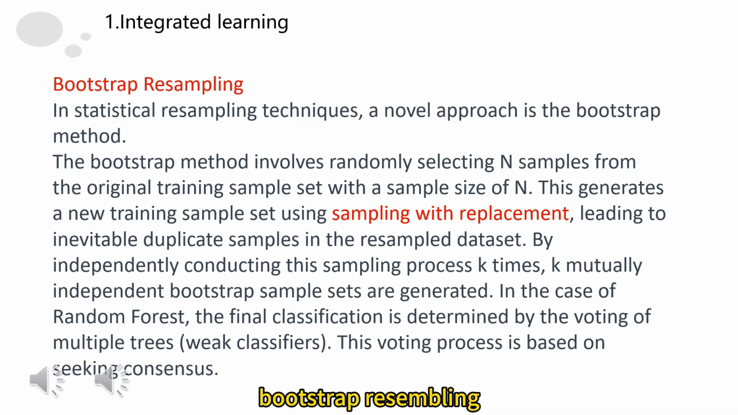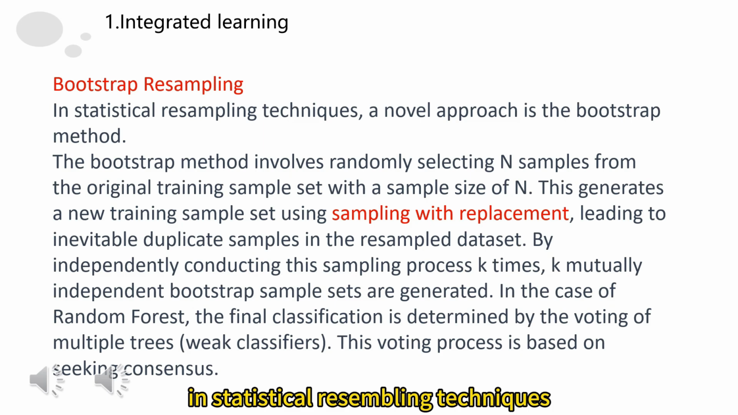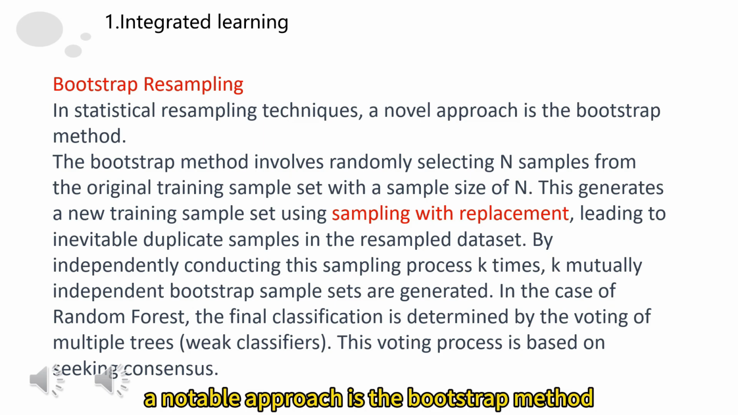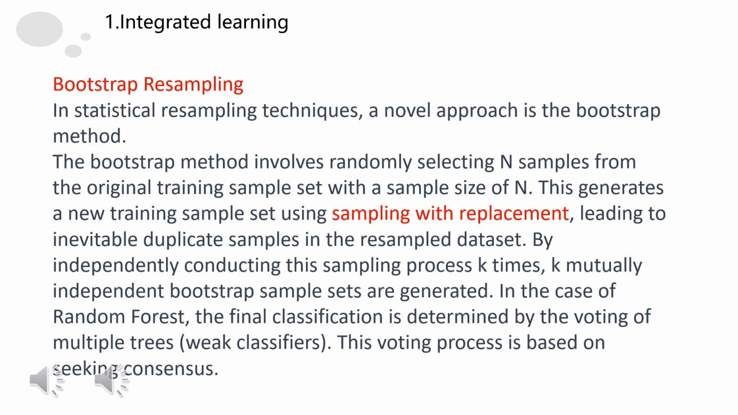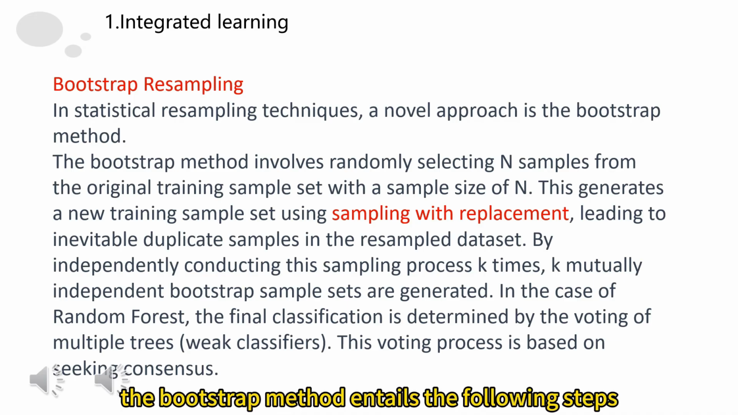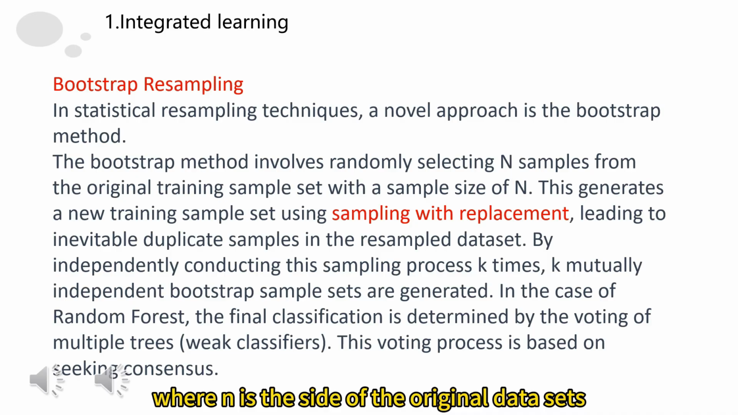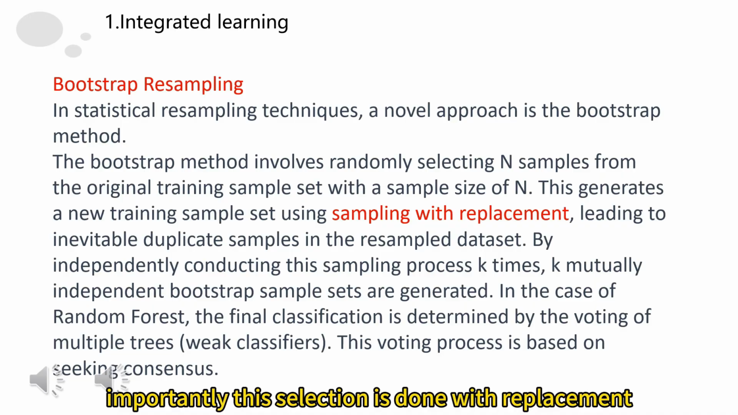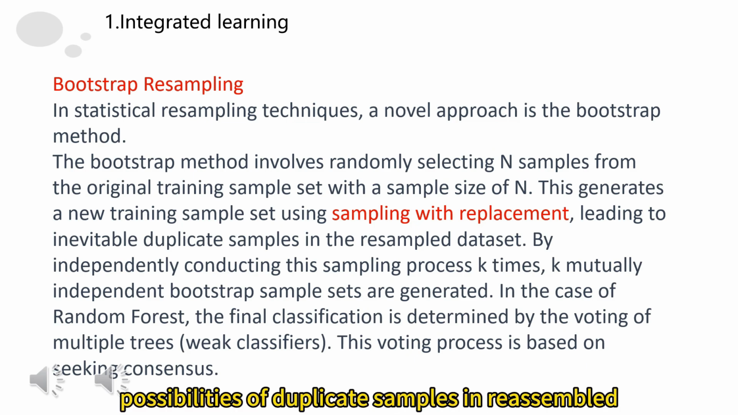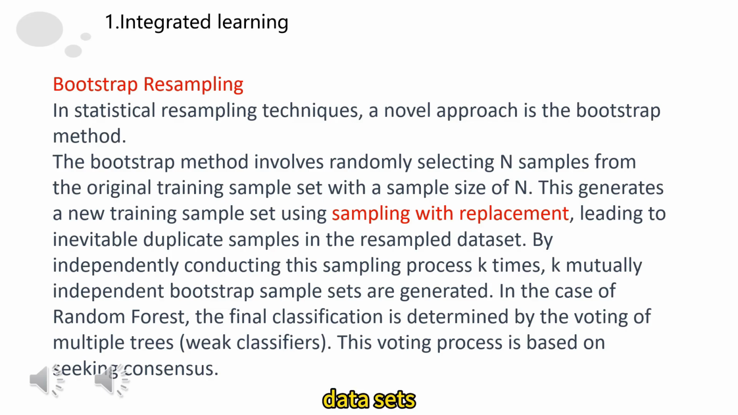Bootstrap resampling. In statistical resampling techniques, a notable approach is the bootstrap method. The bootstrapping method entails the following steps. First, random resampling. Randomly select n examples from the original training sample set, where n is the size of the original dataset. Importantly, this selection is done with replacement, allowing for the possibility of duplicate samples in resampled datasets.